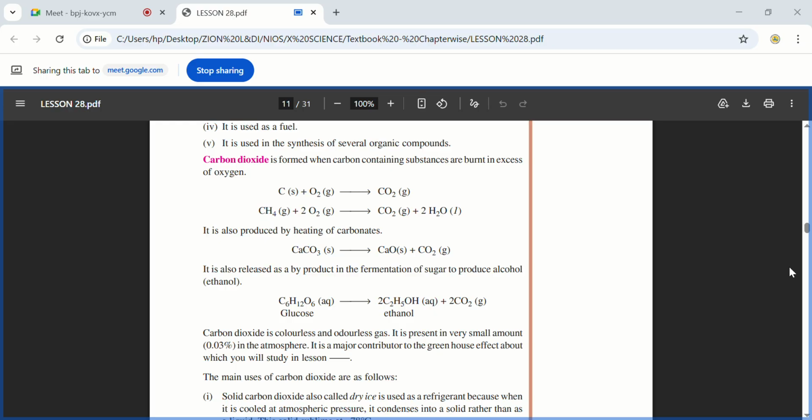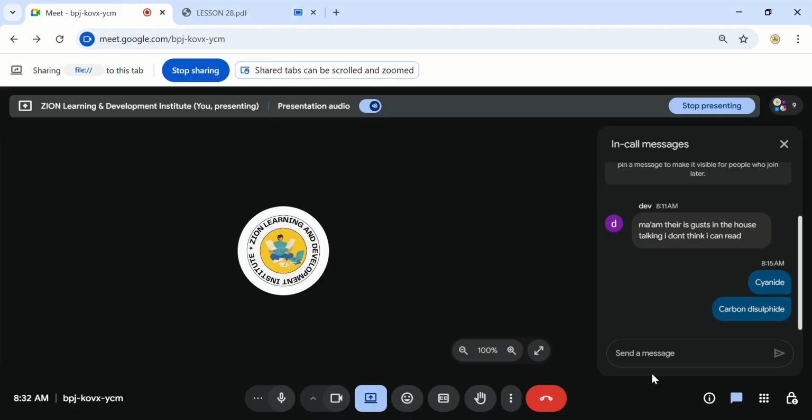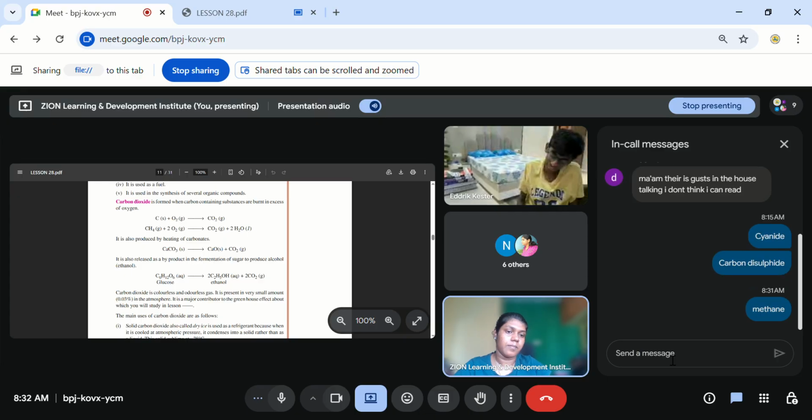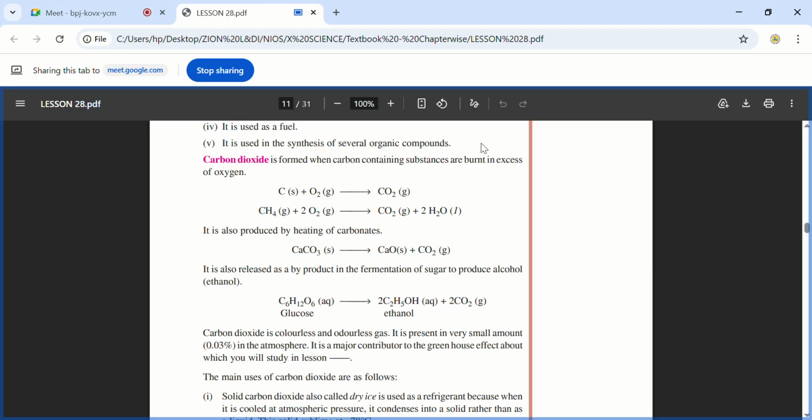Second, methane, that is CH4. Below the CH4, write down the name of the compound, methane. Okay, methane plus oxygen gives carbon dioxide plus water.